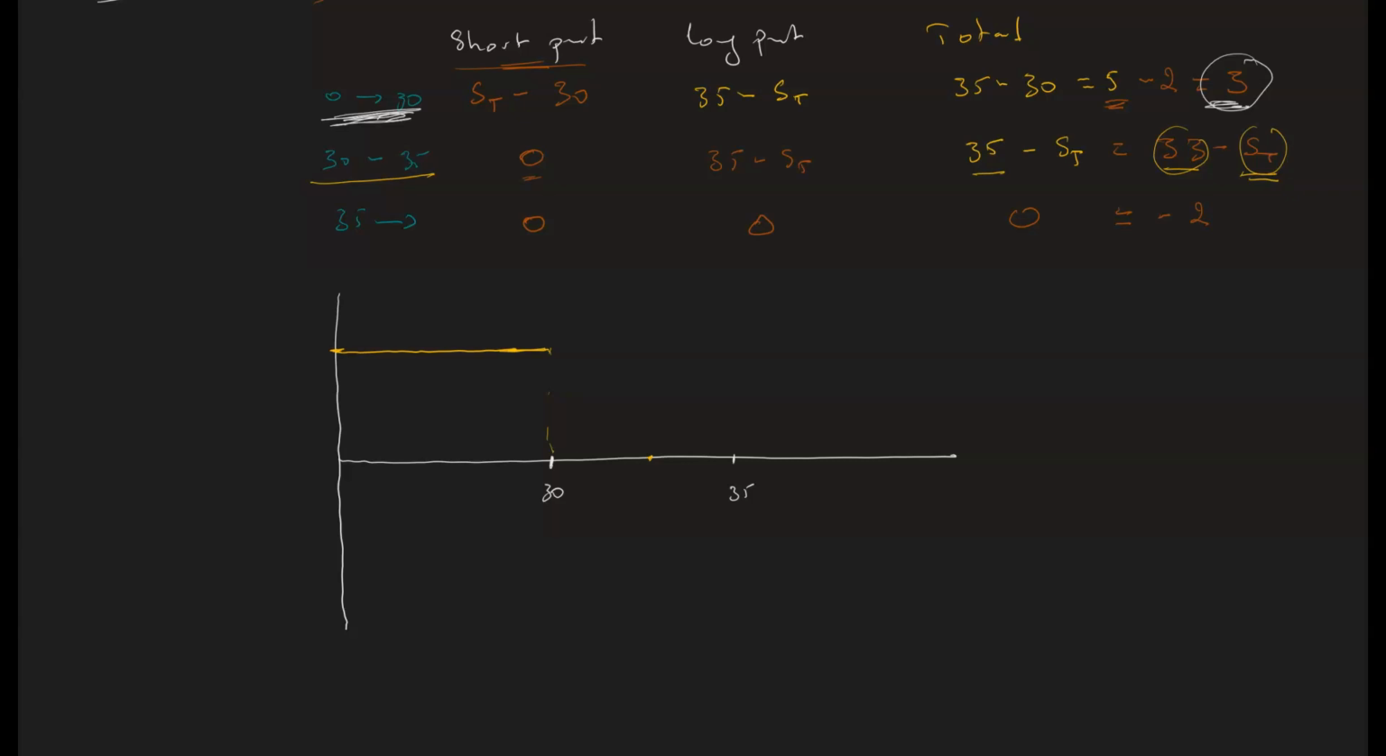And when we are past 35, our profit is always going to be negative. It's going to be minus 2. So past 35, we're going to be somewhere here at, so this is going to be plus 3 minus 2, and that is going to be only when we pass 35. So it's going to be about that. So our profit structure is going to look something like this.